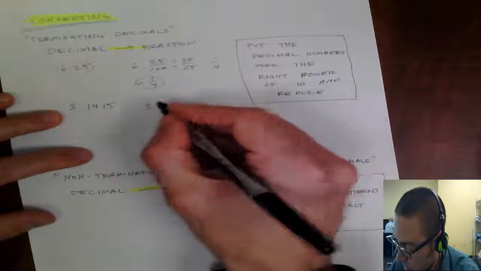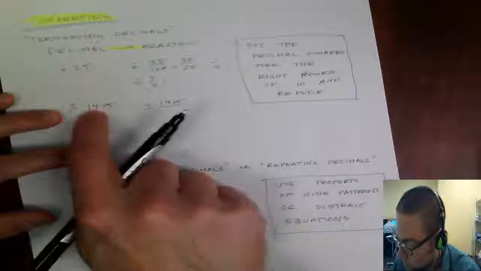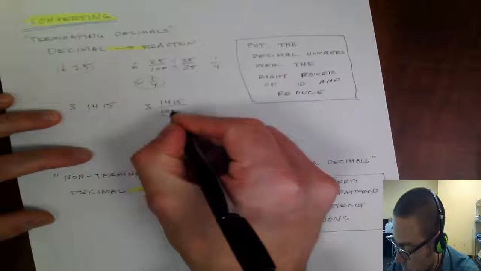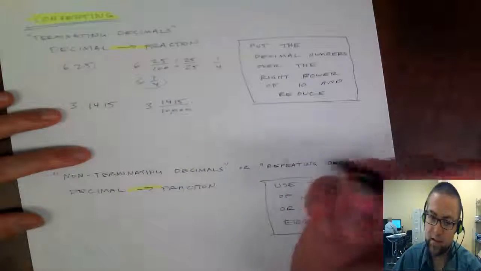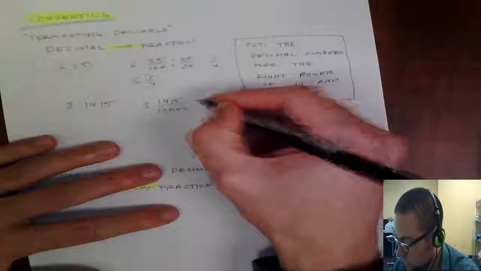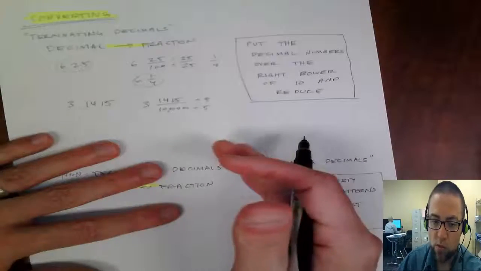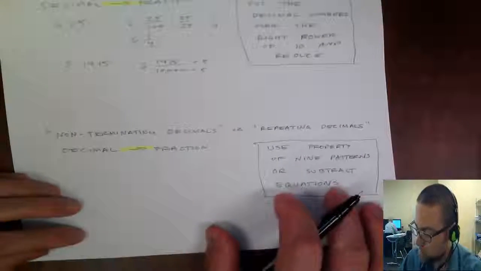Well, this would be 3 and 1,415 over the right power of 10. I have 4 digits, so I need 4 zeros. So it would be 1 0 0 0 0, 4 zeros, which is 10,000. So I have 3 and 1,415 10,000s. And I could reduce this probably. I don't know if I want to take the time to do it, but I could divide by 5 and see if I need to divide by more to reduce it further. So that would be the way that you make a decimal into a fraction with terminating decimals.